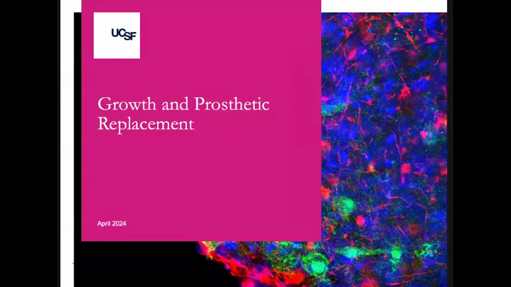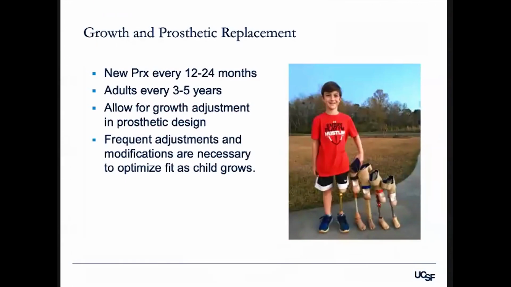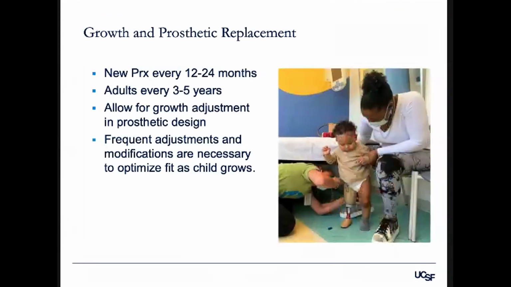So, the final section: growth and prosthetic replacement. Children will ultimately require a new prosthesis every 12 to 24 months. Until they're skeletally mature, we're around the 12-month mark for most of our patients at UCSF. Just for comparison, adult prostheses are generally replaced every 3 to 5 years, so that's a significantly different replacement rate.